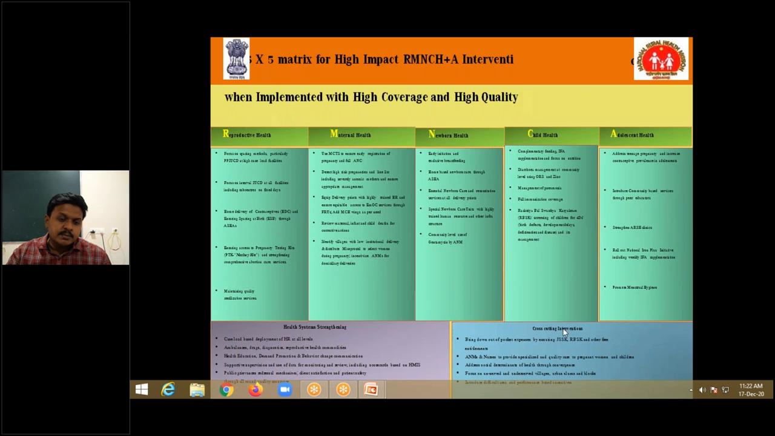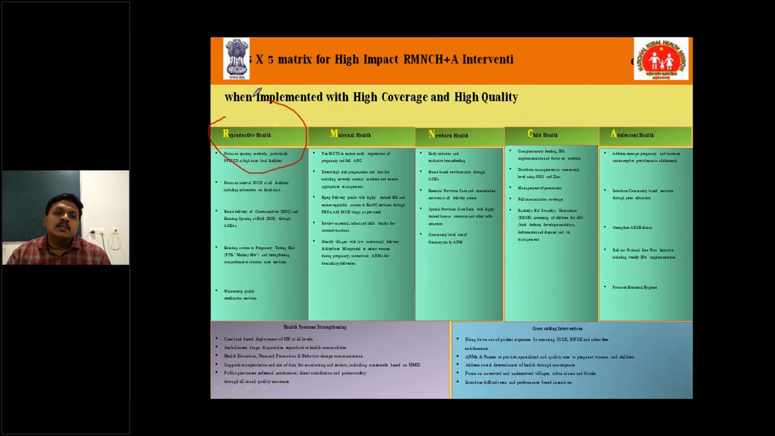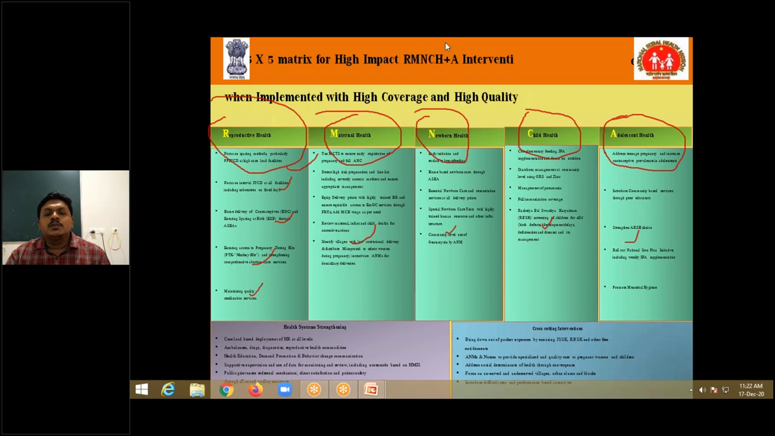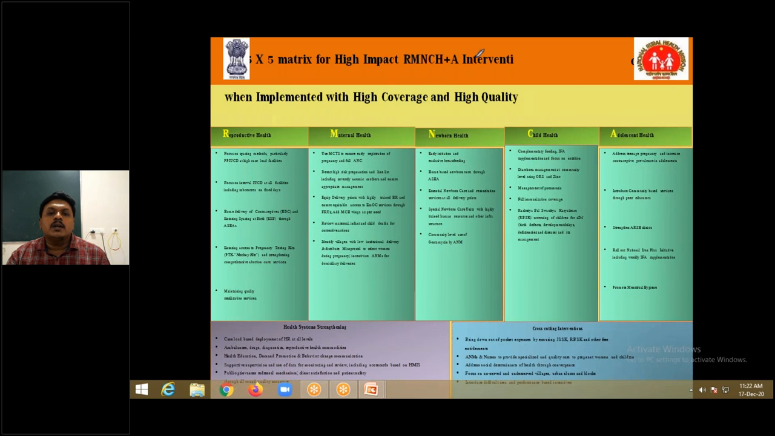Then health system strengthening and cross-cutting interventions are also there. Do not worry about all these things. Please do remember this 5x5 matrix: reproductive, maternal, newborn, child, and adolescent. At these stages, what are all the things to be taken care of? This is how you have to remember, and all these things will fetch you very good marks. From a viva point of view also, these things are very important.